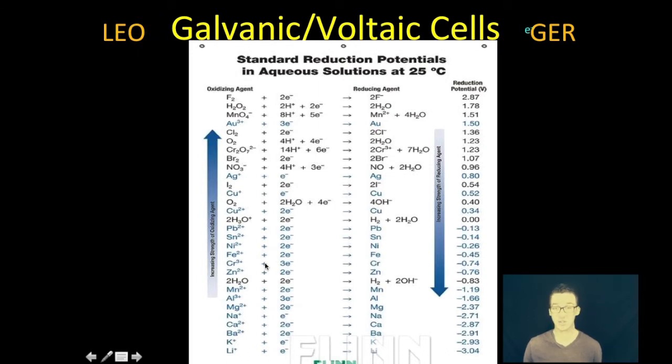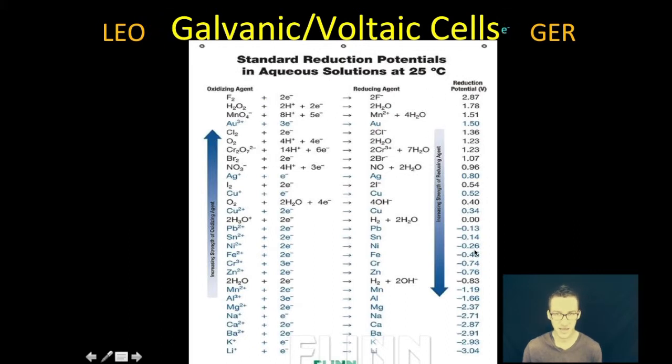And so here's an example of a standard reduction potential chart. Again, keep in mind, these are going to list out for you the reduction potentials. As you look at this, the things here at the top are really, really strong oxidizing agents, aka they're very easily reduced. As you look at their reduction potential, we have a really positive reduction potential, indicating that they're very easily reduced, or they're really strong oxidizing agents.